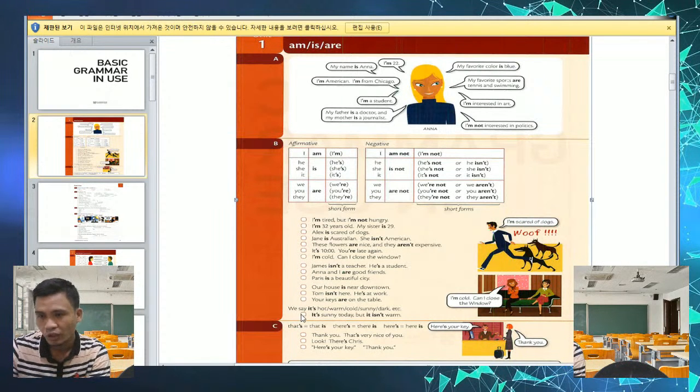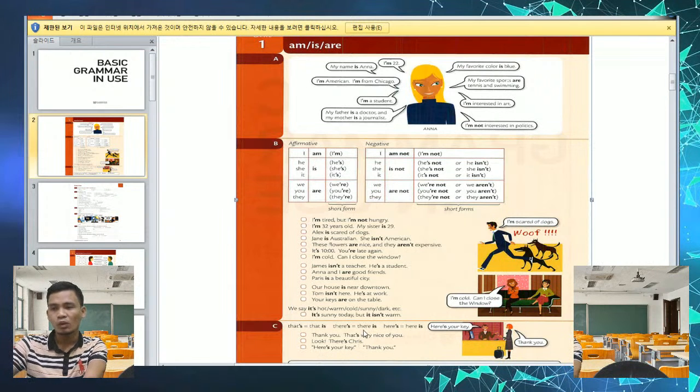We also have, we say it's hot, warm, cold, and sunny, dark, etc. So it's a sunny day, but it isn't warm. It's based on how you are going to include it in the sentence. It can be it's a sunny day.